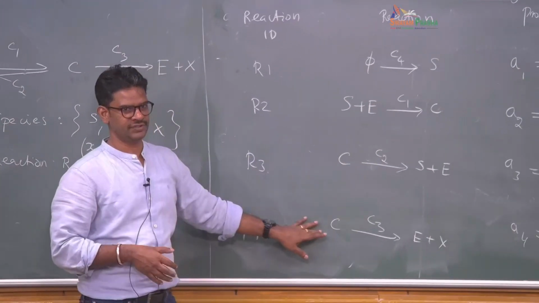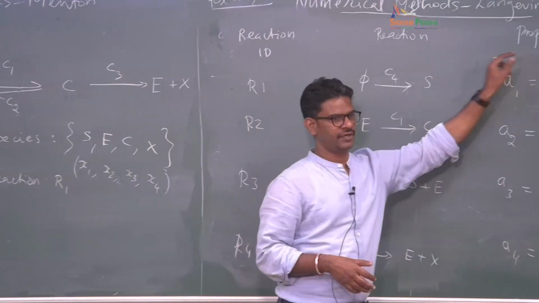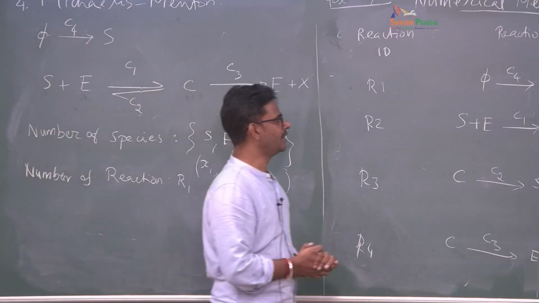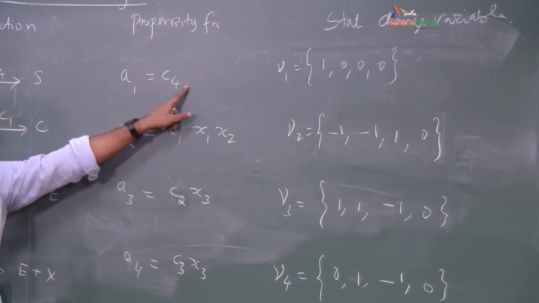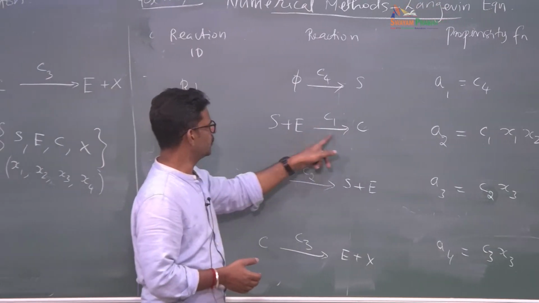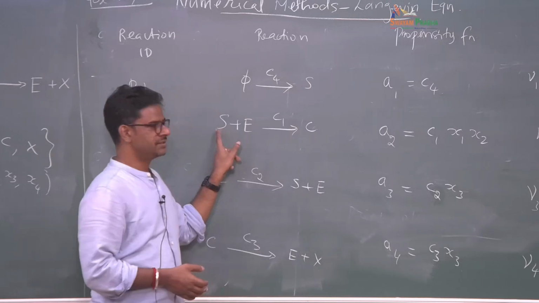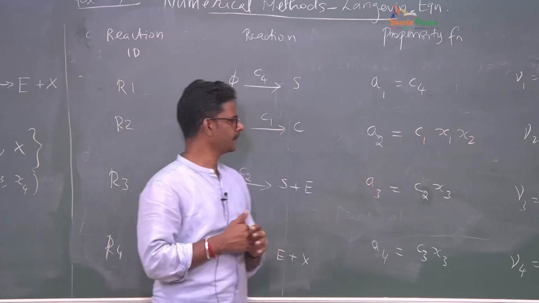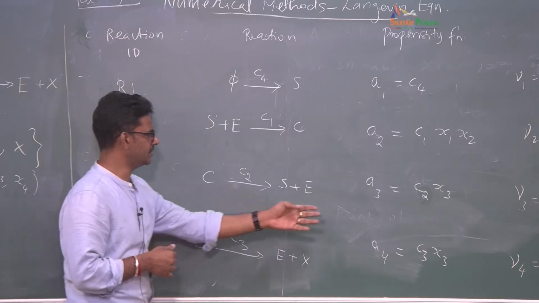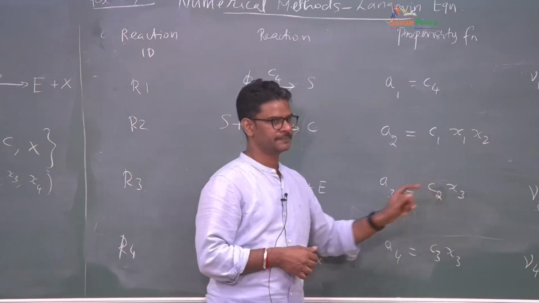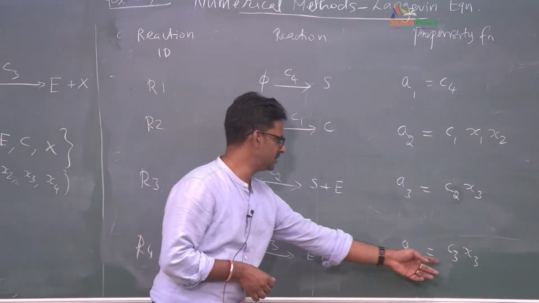For each of these reactions, I write the propensity function, assuming they are all elementary reactions. So this is a 0th order reaction, so A1 is just C4. This one becomes C1, this is denoted by x1 and this by x2, so you have C1 times x1 x2. And for the reverse reaction, A3 is C2 times x3. And the last one is C3 times x3.